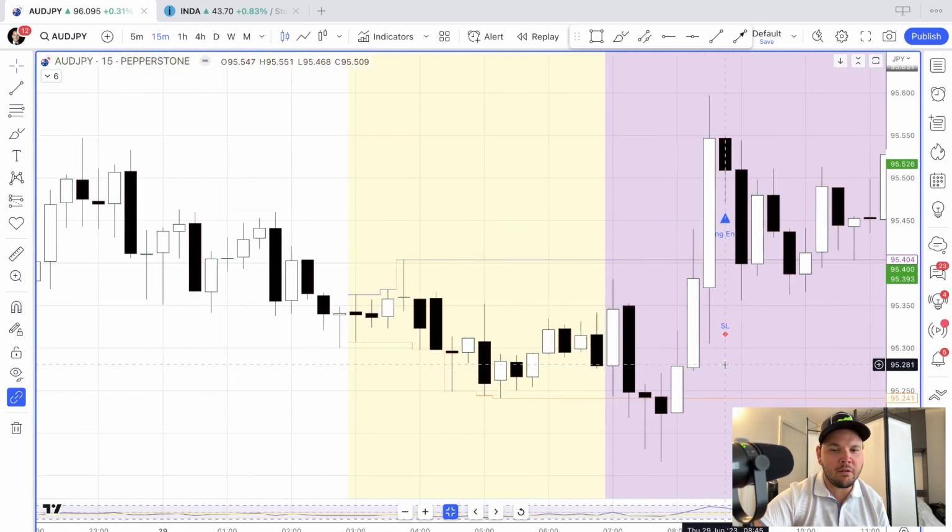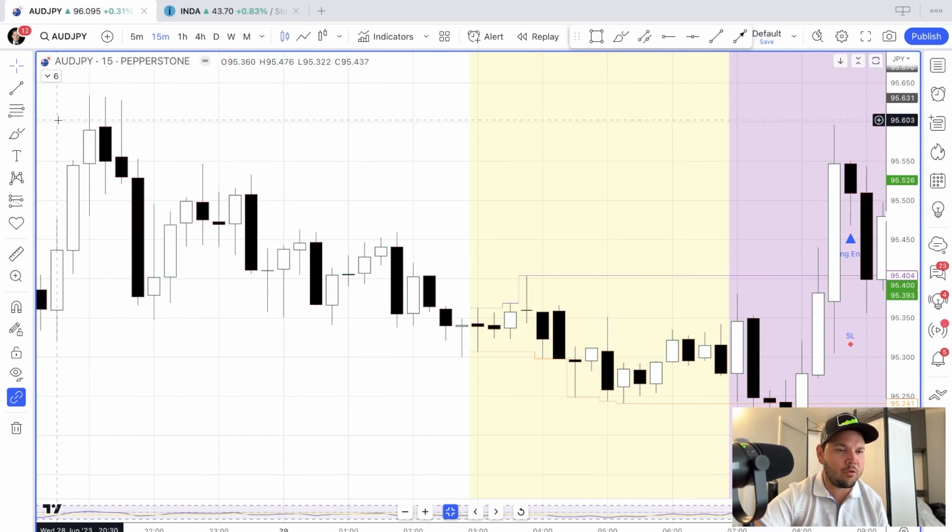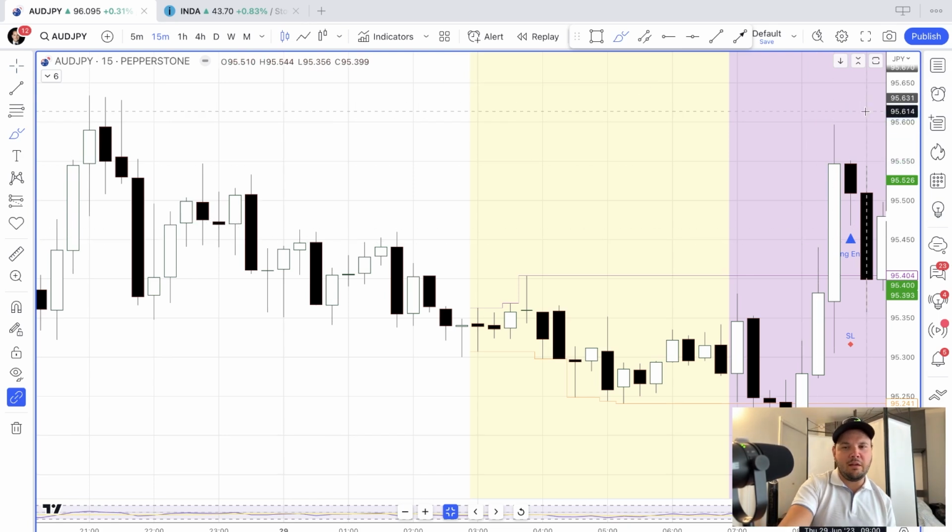A bit of a choppy day here. I try to hide the future data just to make it more realistic. So let's see how we do this. We have a range. Here we enter the session right there. And now what we do is look for a breakout, which we had over here. Now this is a day where we probably are not going to place any trade. I'm guessing, but we'll see.